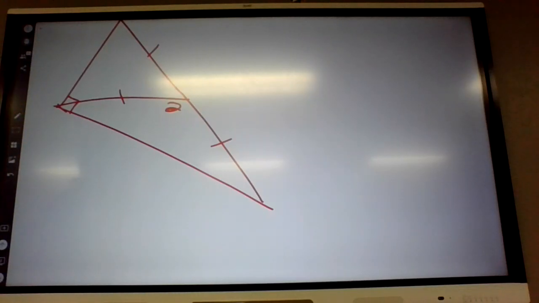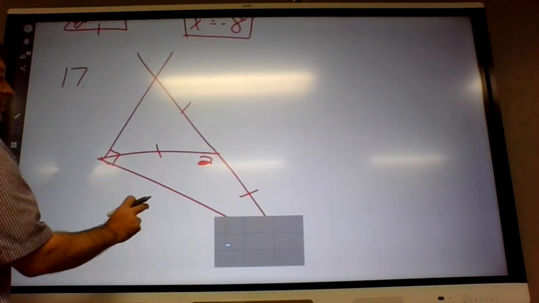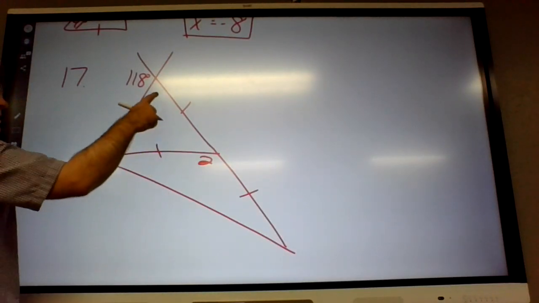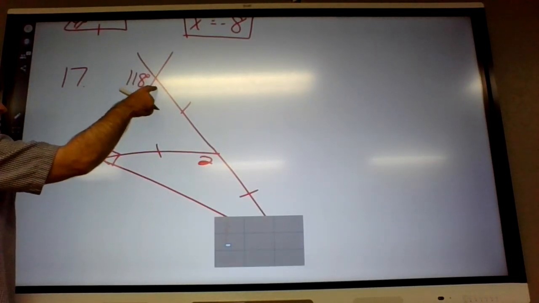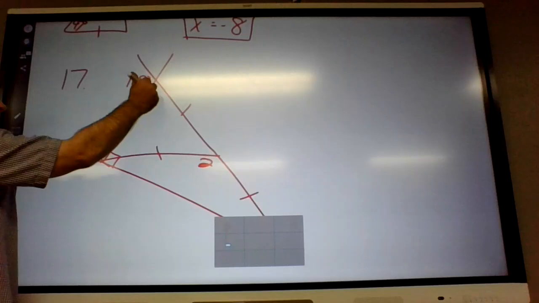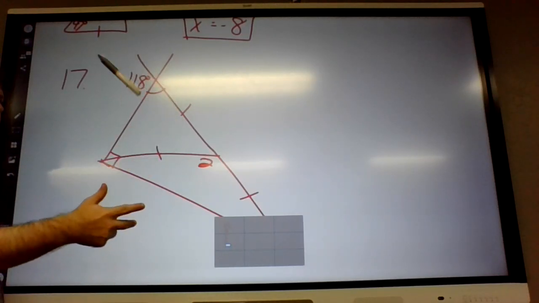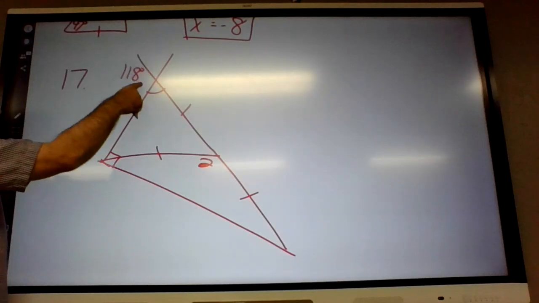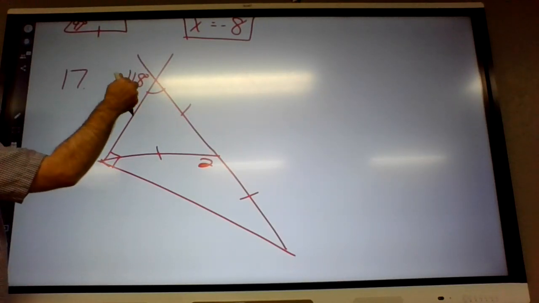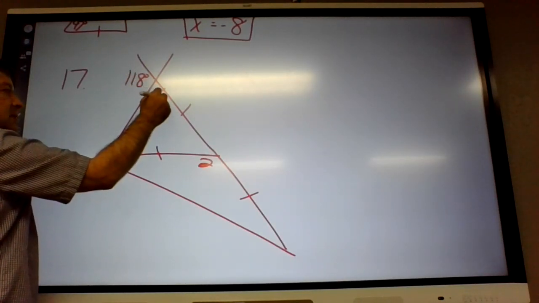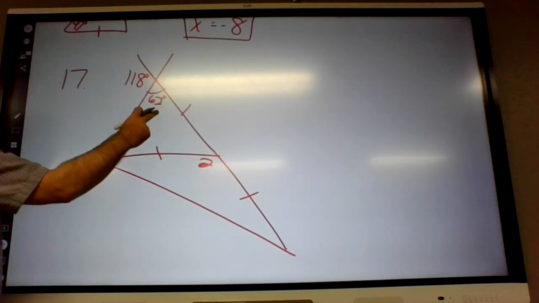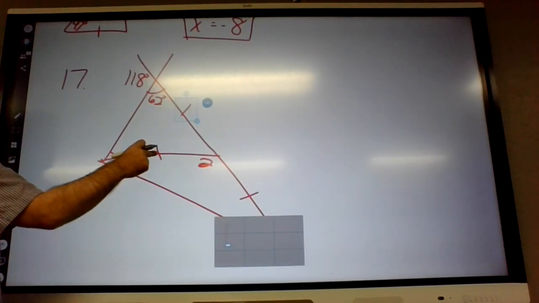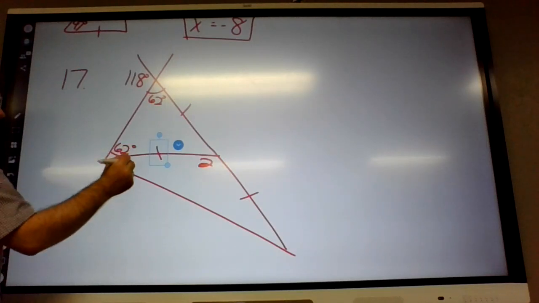Alright, what angle did they give us? 118 up here at the top. Okay, if that's 118, how do I find this guy right here? This one. Together they make a straight angle. So it's 180 minus 118, 62. Okay. 62 is one of the base angles for this isosceles triangle. So this would also be 62.